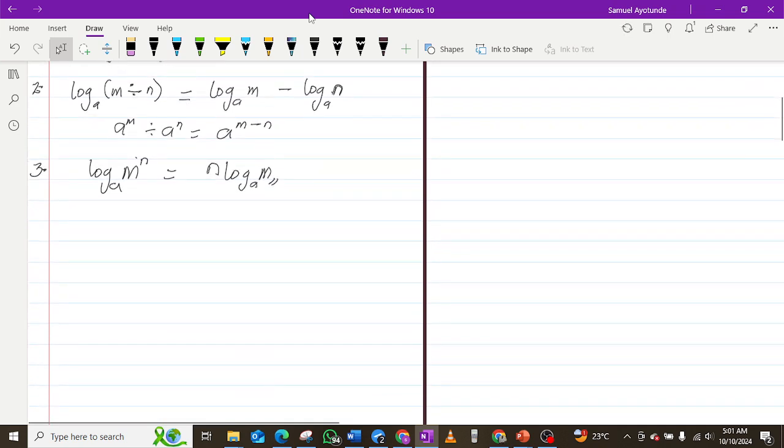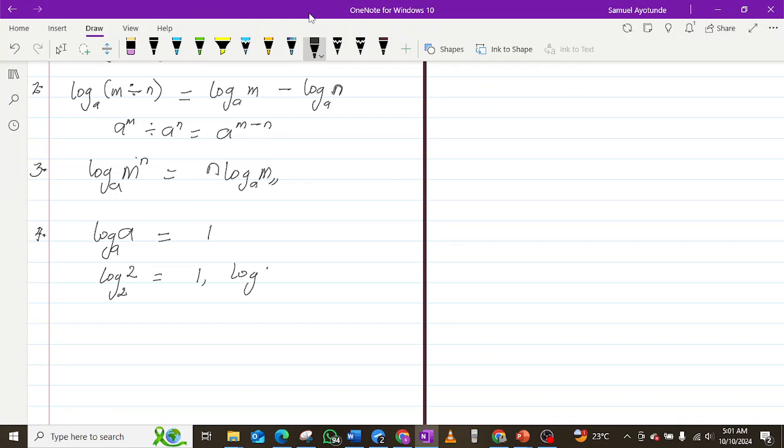The fourth law talks about the base and the argument. When the base and the argument are the same, the answer is equal to 1. So if we have log 2 base 2, the answer is equal to 1. And if we have log 10 base 10, the answer is also equal to 1.